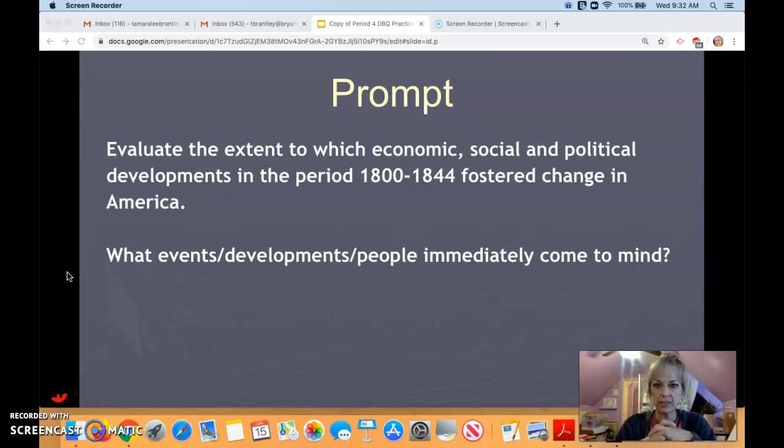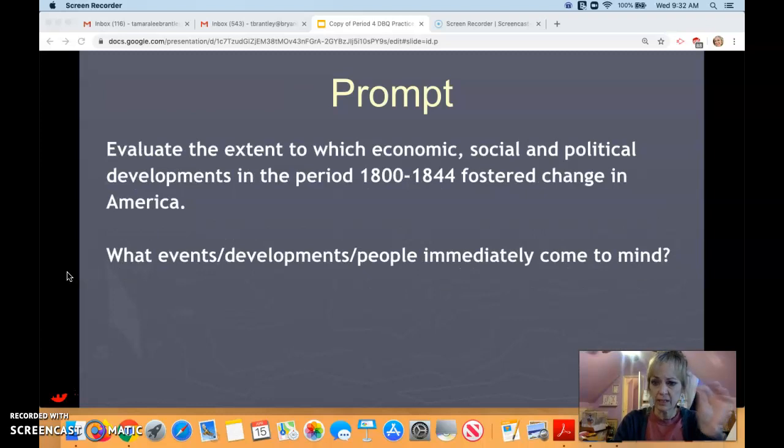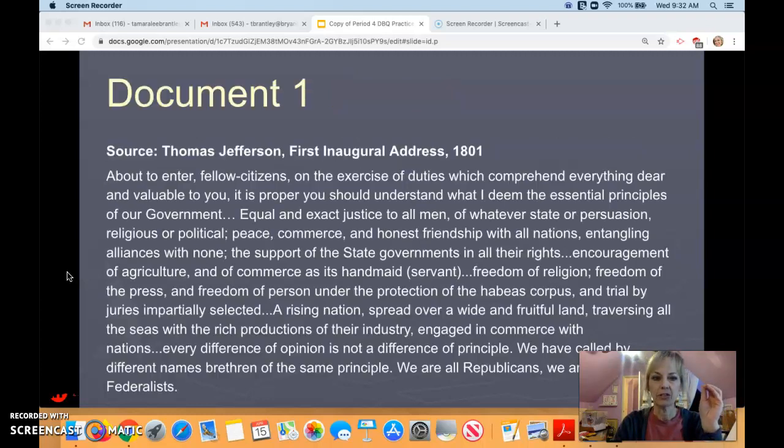Which type of question is this? I'll wait for you guys to answer. Yeah, it's continuity and change, but it's asking you only about change, and it does ask you the extent to which. The good thing about this type of question is it gives you the 3 categories it wants you to talk about. Now remember, in your thesis statement, you cannot just say there were economic, social, and political changes. Nope, not going to work, but we'll look at that here in just a minute.